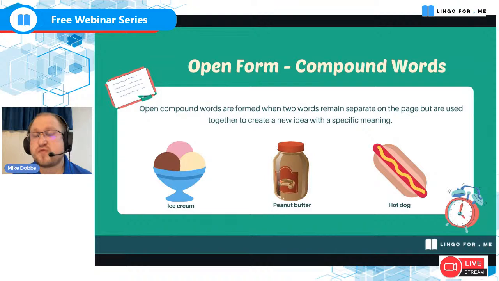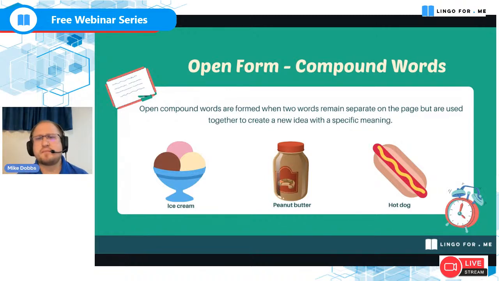So the second type, or I'm sorry, the third type: we talked about closed compounds and hyphenated compounds. Now we'll talk about open form compounds, which is kind of the end of what we talked about when we switch the hyphenated compound. It might sound confusing, but as we do examples, it'll help you understand. And if anyone listening has questions or comments, things they're confused about, you can let me know as I go on and I can explain, or we can talk about it at the end for questions.